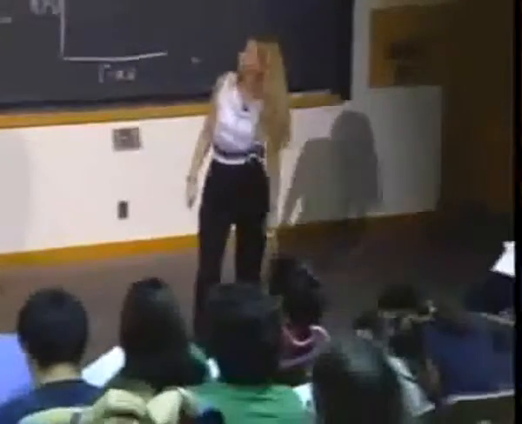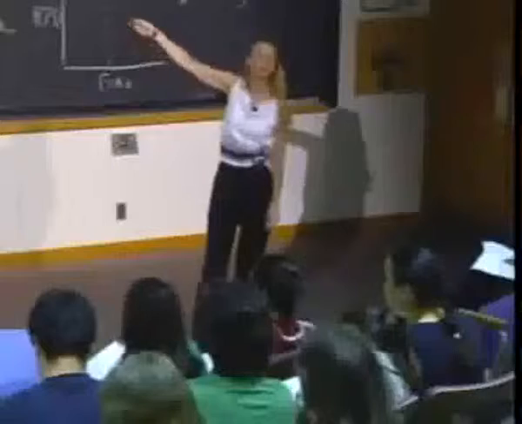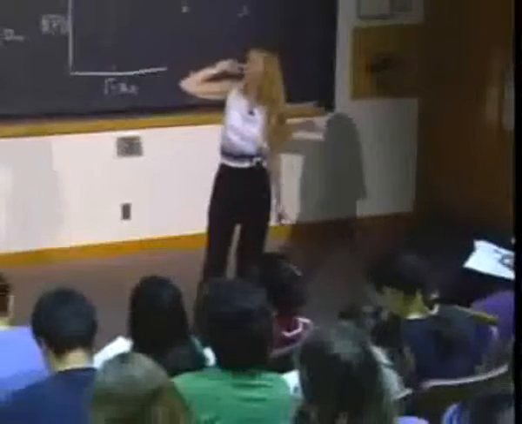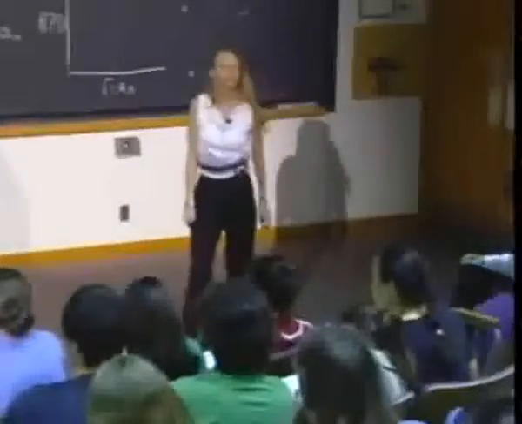How about beryllium? We're going to use our approximation again. The electrons have 1s, 1s, 2s, 2s. A shorthand way to write that is 1s squared, 2s squared. And we can keep going.